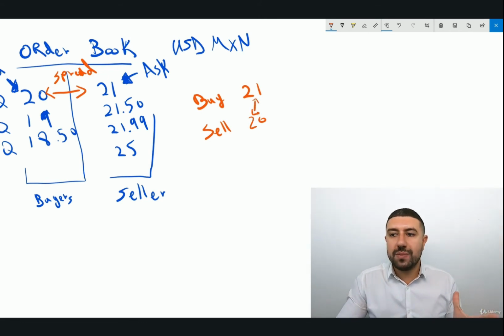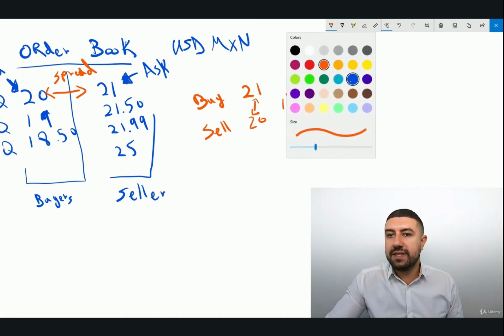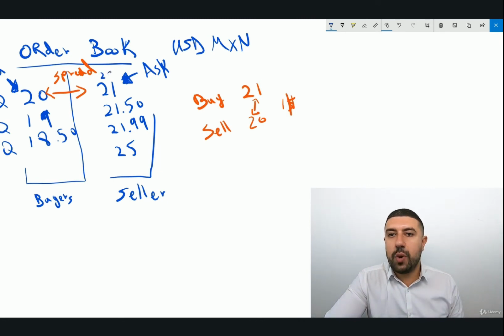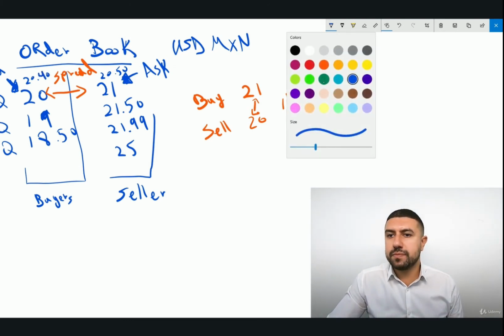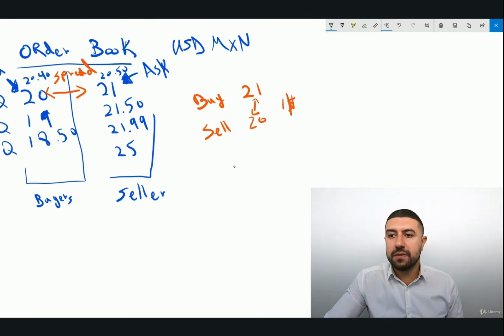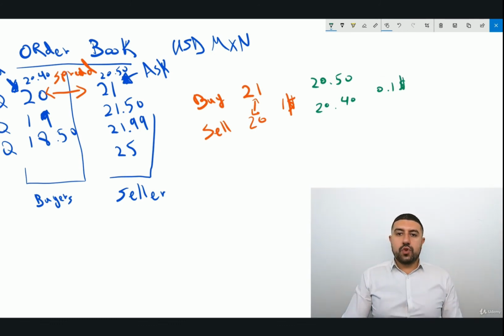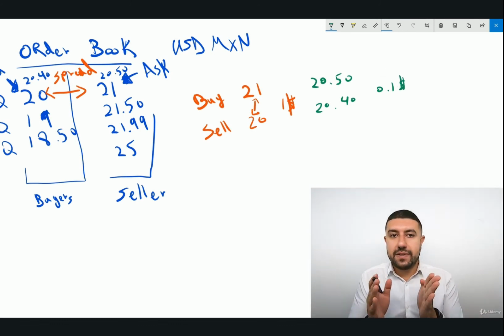Okay? So you want something that has a low spread, right? In this case, you lost $1. But if the prices were different, let's say the ask was 20.50 and the bid was 20.40, well, if you would have bought at 20.50 and then sold right away at 20.40, you would have only lost 10 cents, okay? So you want to make sure that when you're trading something, you have a small spread.